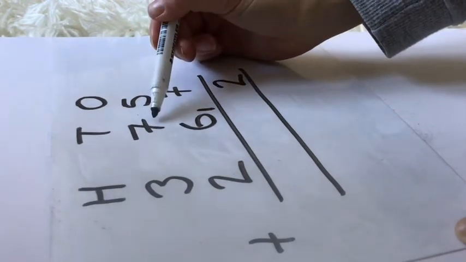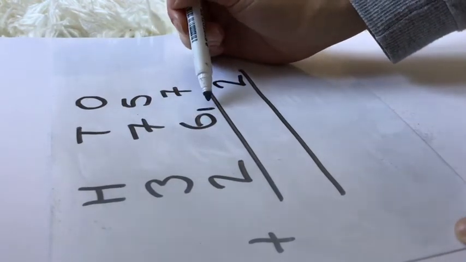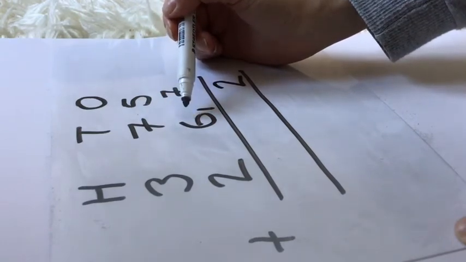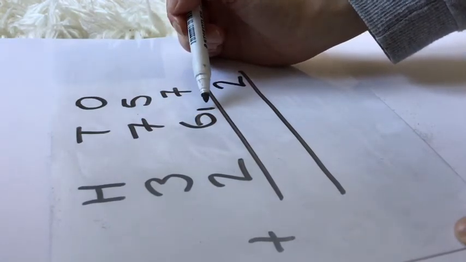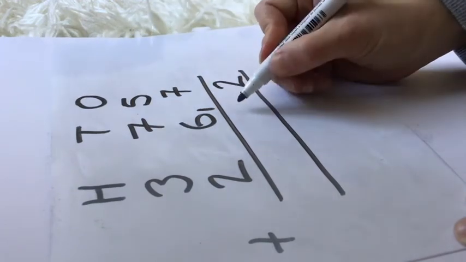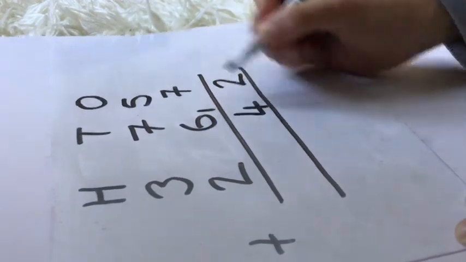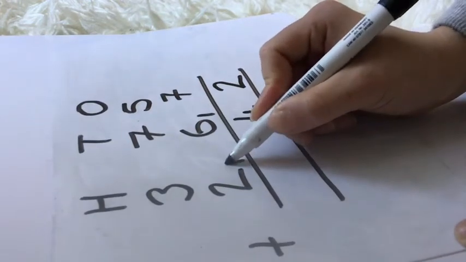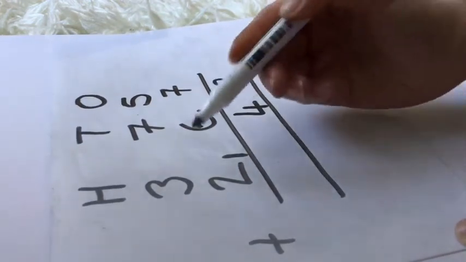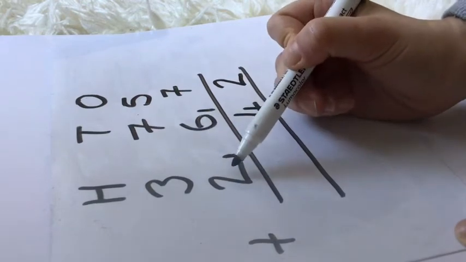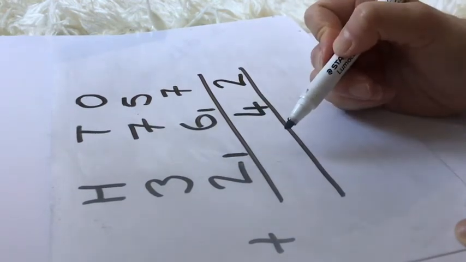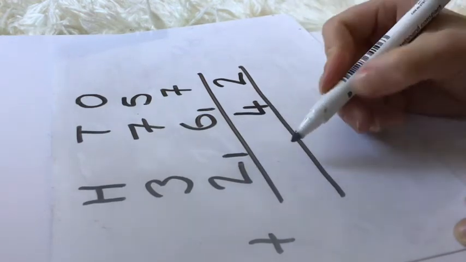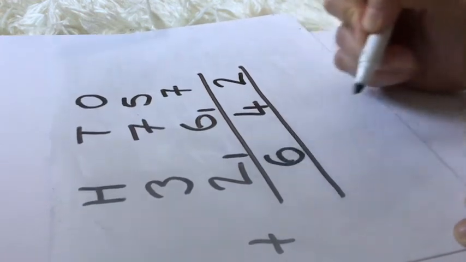So now we're adding 70 plus 60 plus 10. So 70 plus 60 is 130, plus our 10 is 140. So we put our 4 in the tens column, because that will make 40, and we need to carry over our 100. So now we've got 300 plus 200 plus 100. 300 plus 200 is 500. Add another 100 is 600.